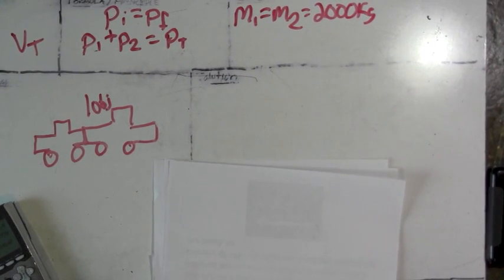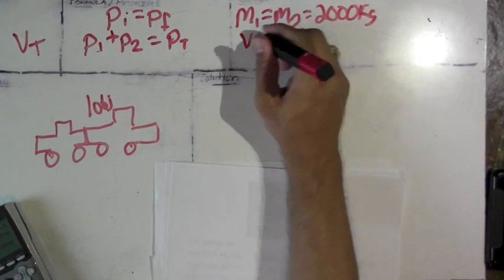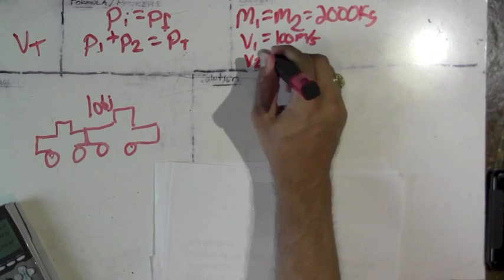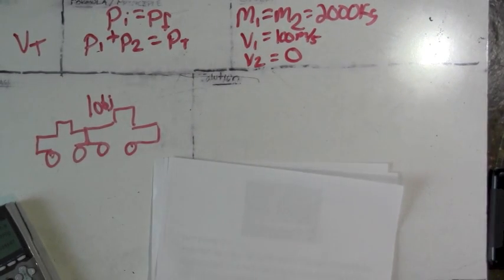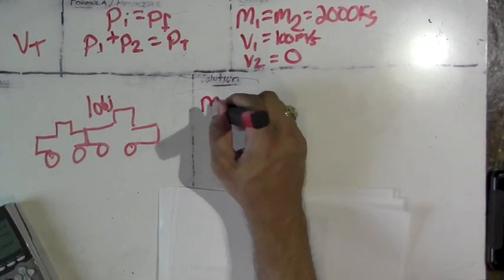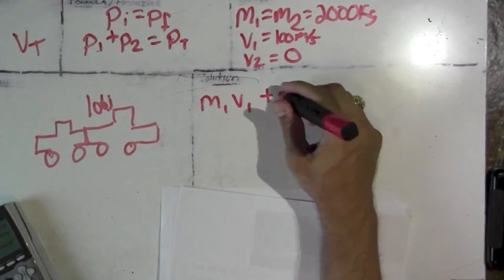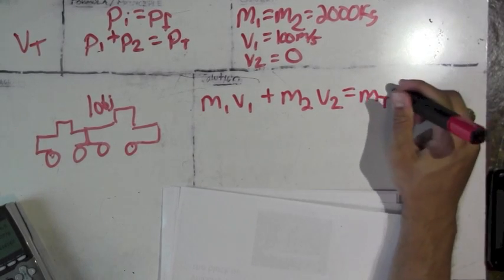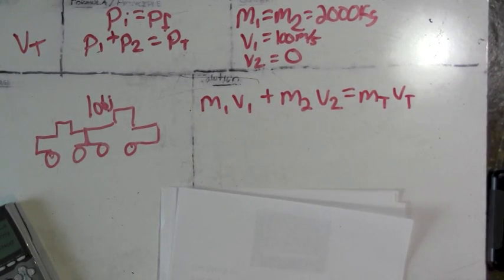I know that the first car is moving at 100 meters per second, which is very, very fast. And the second car is at rest because it says it's parked. That allows me to figure out what I'm talking about here because I can say mass 1, velocity 1, plus mass 2, velocity 2, equals mass together, velocity together.